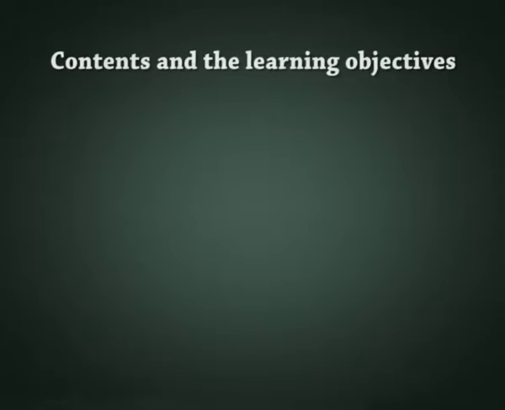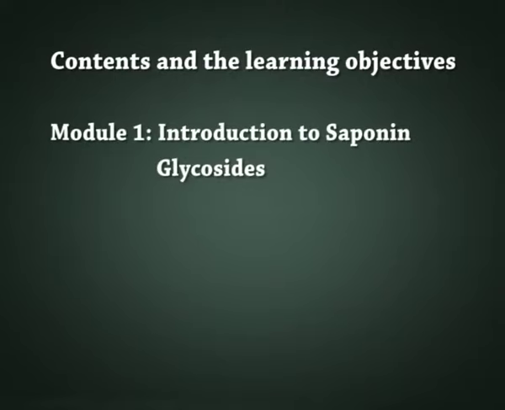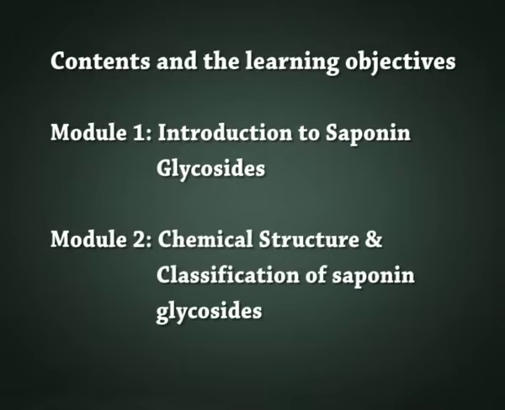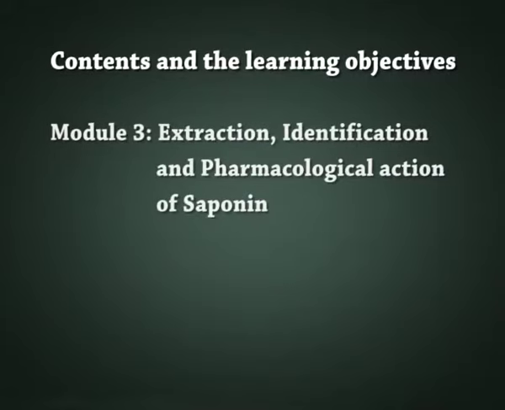Before we start, let's first have a look at our contents and the learning objectives. To start with, in module 1, we will have a brief introduction of the saponin glycoside, whereas in module 2, we are going to see the classification of saponin glycoside based upon its different chemical structure. In module 3, we are going to discuss their extraction techniques, the identification test, and their therapeutic significance.